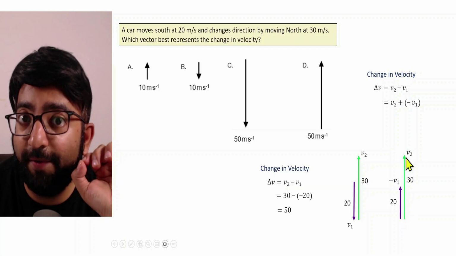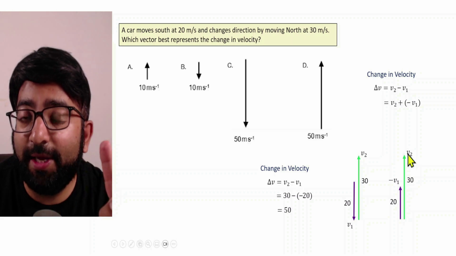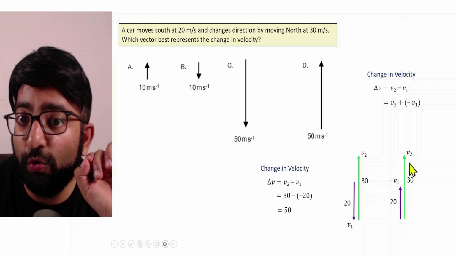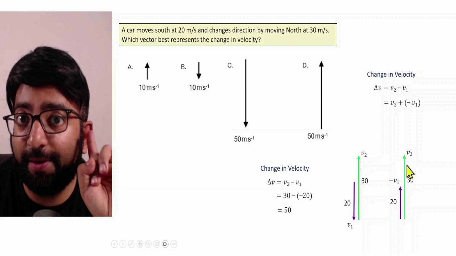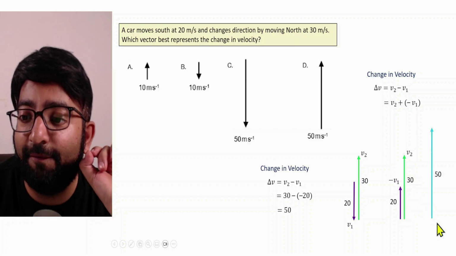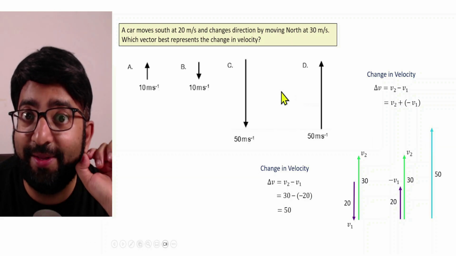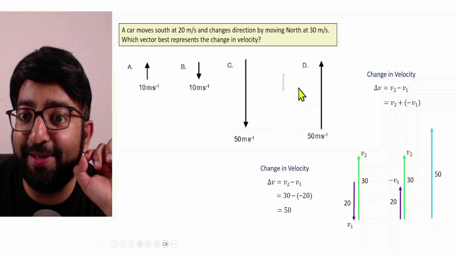As you can observe in this diagram, both of these arrows are pointing upwards in the same direction. And we know whenever two vectors are pointing in the same direction, the resultant is found by addition. So we will add 30 and 20 to get 50. And the direction is represented by this arrow. That is why the answer for this question is not C, it is option D.